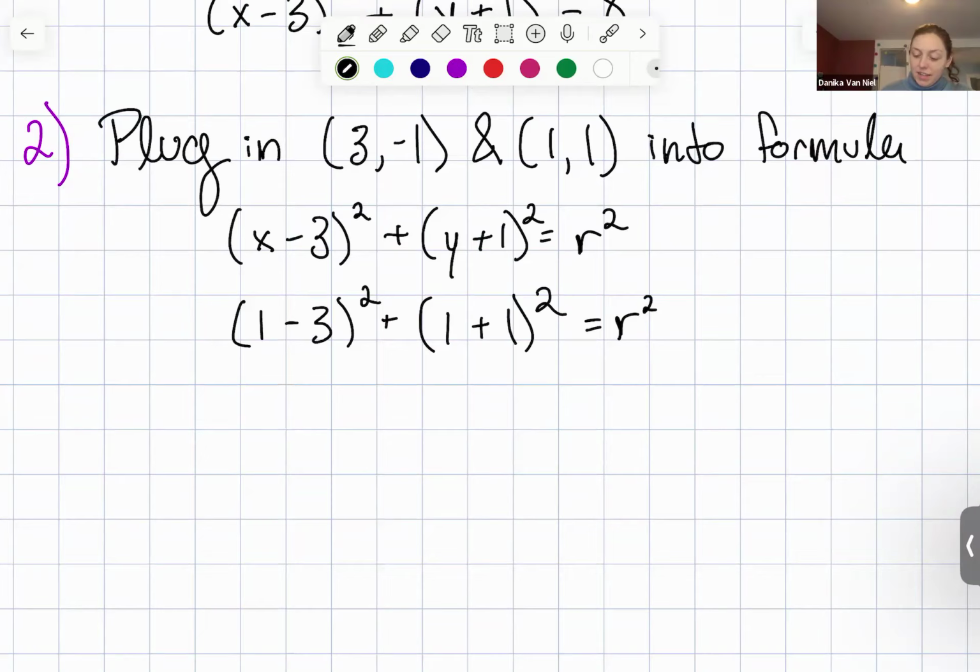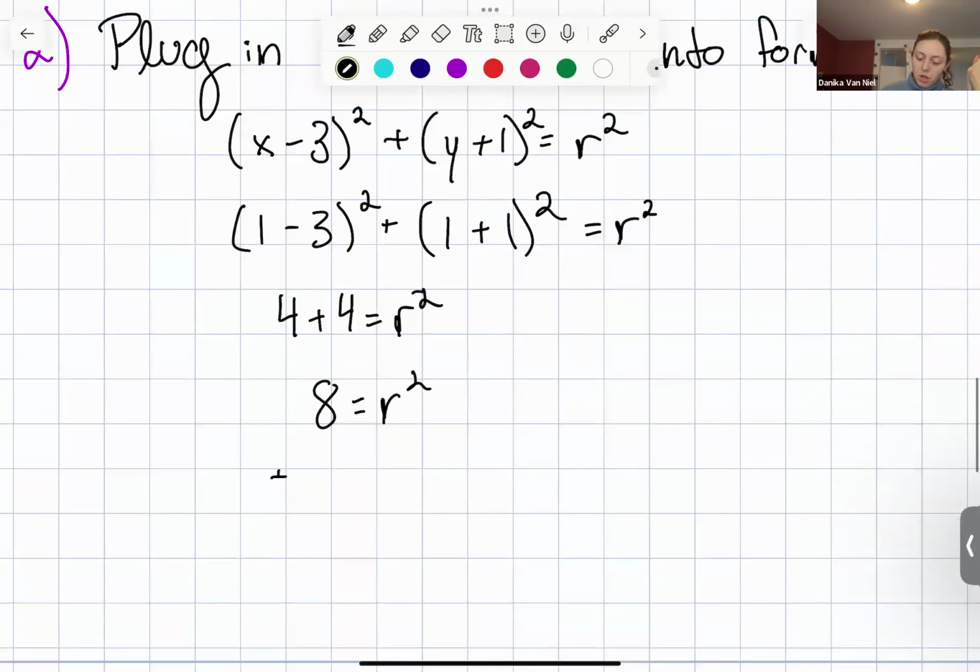Special. Okay, negative 2 squared, that's 4. Plus 1 squared, that's 4. So I'm going to have 8, but I'm going to square root both sides. But remember, every time I square root both sides, I got to do the plus or minus stuff. So plus or minus square root of 8.